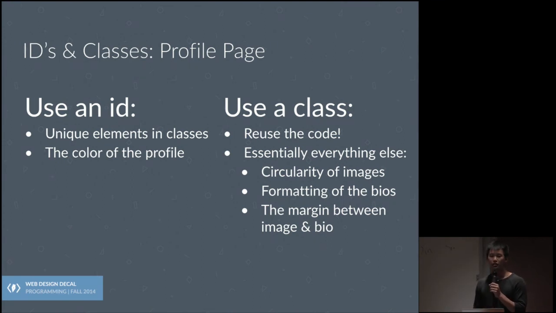So again, what should I make an ID? Well, what's unique about the three things is that the colors were different. That's definitely a unique thing. And that alone, I think, was the only real distinguishing factor between those profiles, that they were each a different color, so why not just make that the ID, just background color equals unique color. And then the rest, all the classes, are the things that I reuse. So things like the fact that the images are circular, that the bios are formatted a certain way, et cetera, et cetera. Does anyone have any questions about that before I continue on?